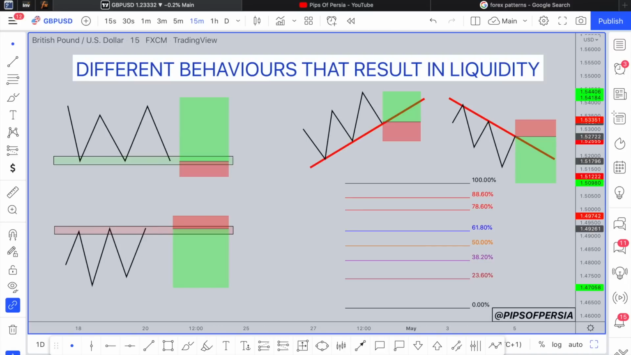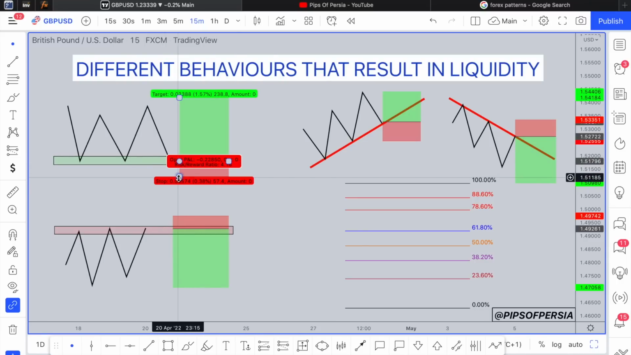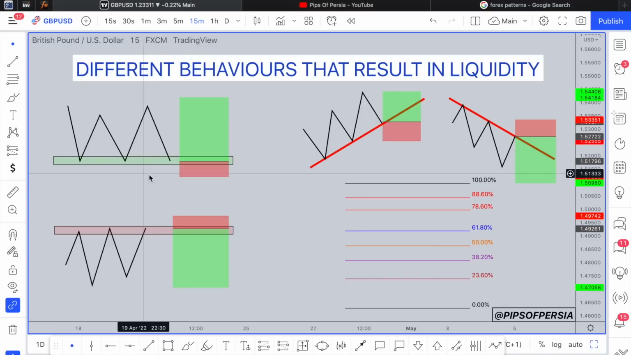There are many different behaviors that result in order creation or liquidity creation, the majority of which you already know. Levels such as support level, where people trade maybe the second, third, fourth, fifth, whatever touch of that support zone and put their stop losses below. So that's downside liquidity. There are stop losses below. There's a pool of money resting below here.